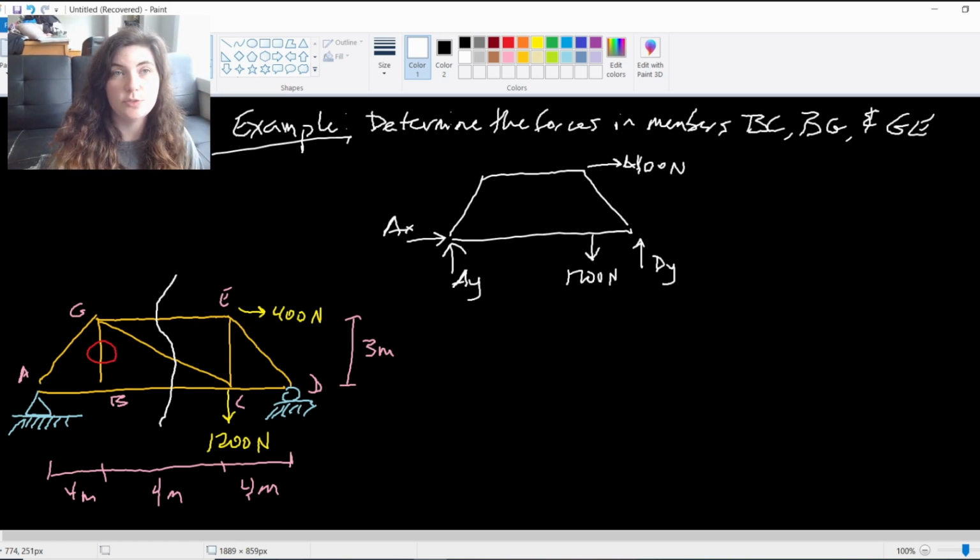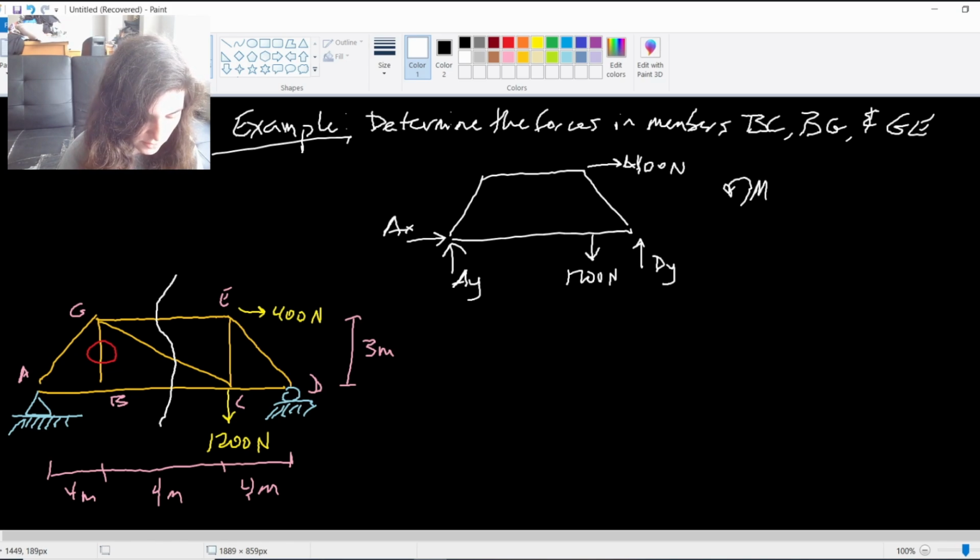So this is it. It's really quite a simplification of our system, right? This is the free body diagram for the system as a whole. And what I can do with this is apply my equilibrium equations to solve for those reactions. So since I have two unknowns at A, I'm going to go ahead and take a moment about A and determine what Dy is, right?